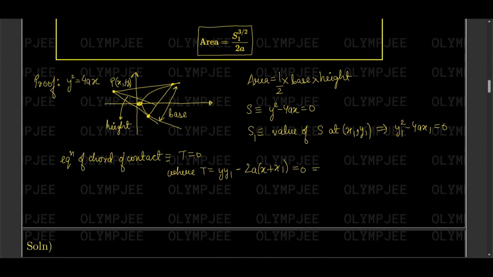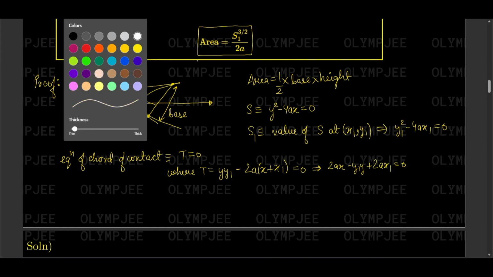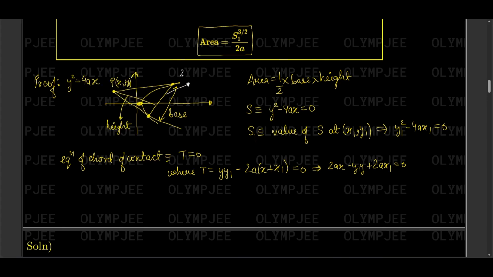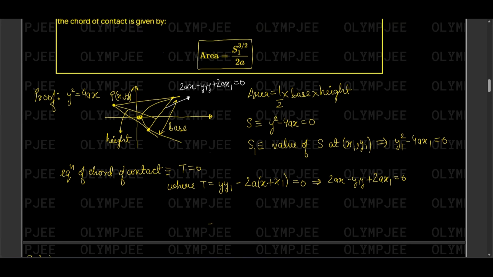This can be written as 2ax minus y1y plus 2ax1 is equal to 0. So this line is given as 2ax minus y1y plus 2ax1 is equal to 0. Okay, so now we got the equation of this chord of contact. Now I will name this point as A and this point as B. First I will find out the height. Let me name this as C, and this is perpendicular because the height is perpendicular to the base.